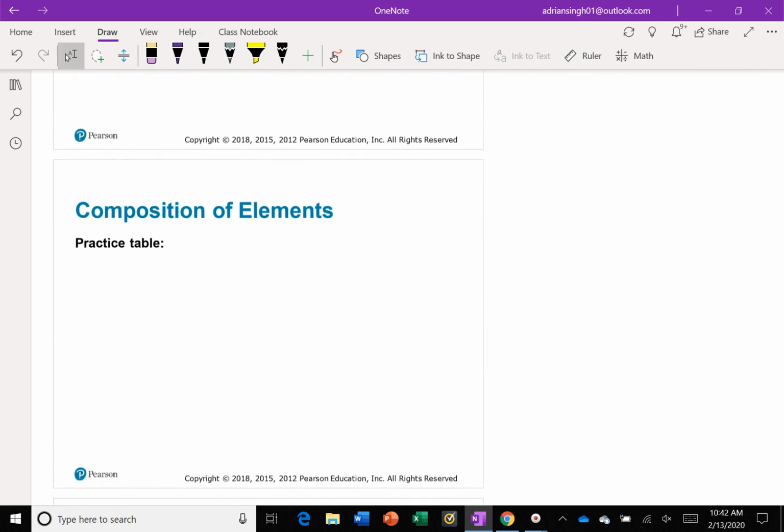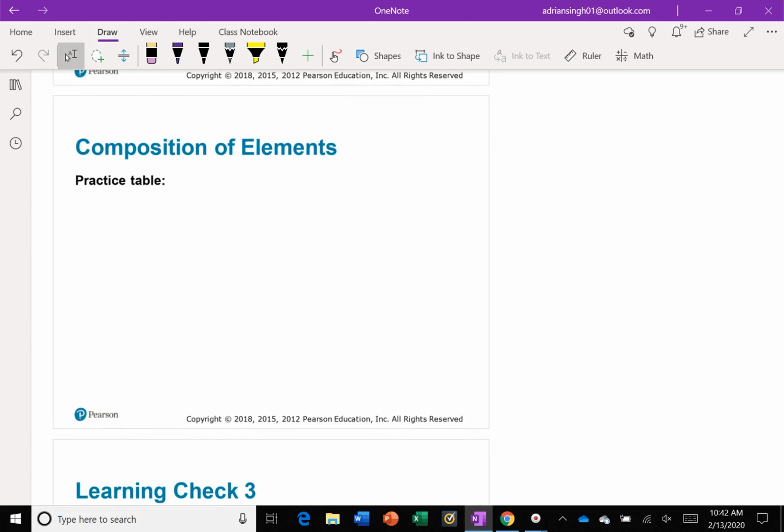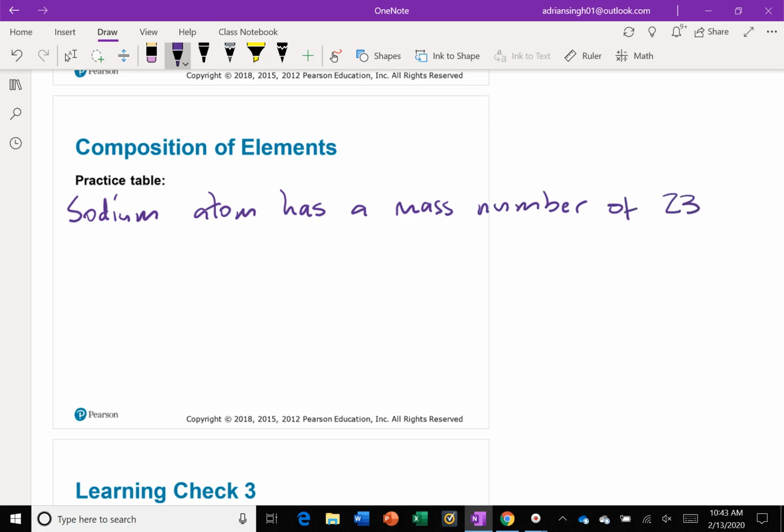All right, so let's take a look at a couple examples in this type of calculation. So let's say that I had sodium. And I tell you that a sodium atom has a mass number of 23. How many protons? How many electrons? And how many neutrons are present in this?